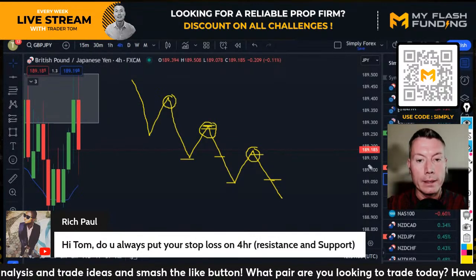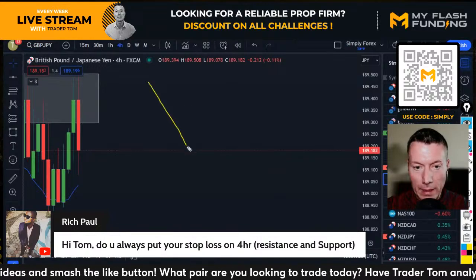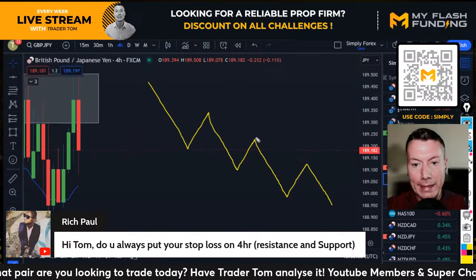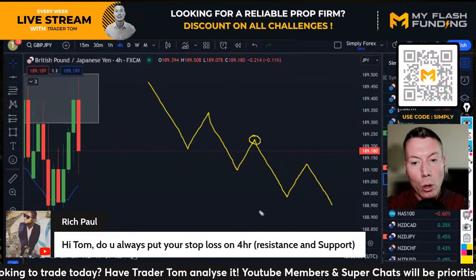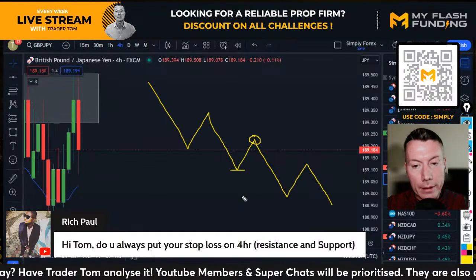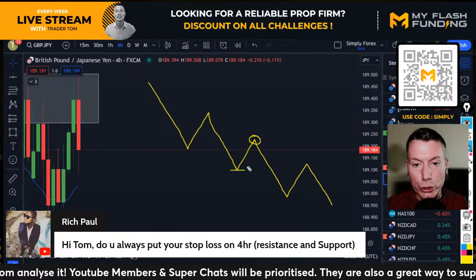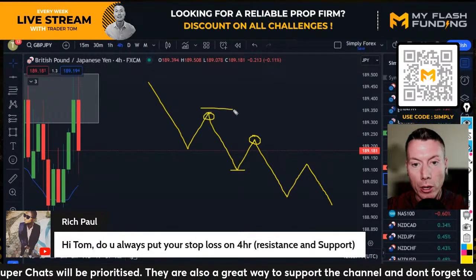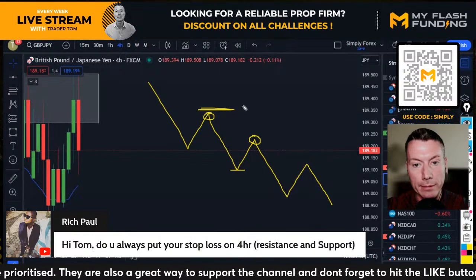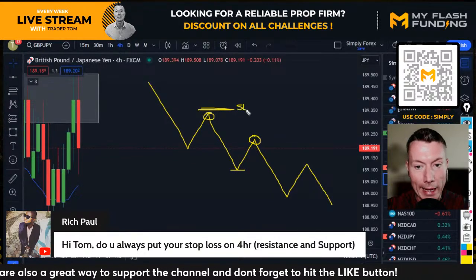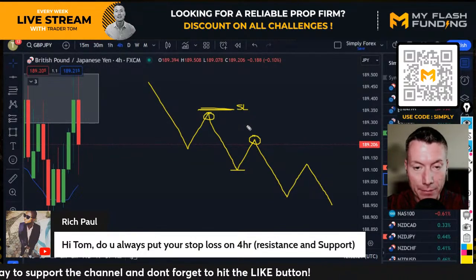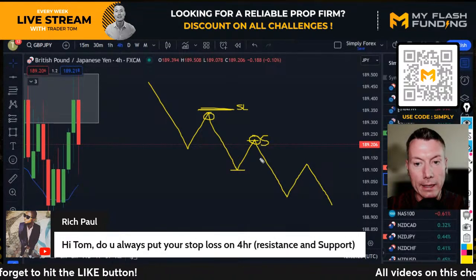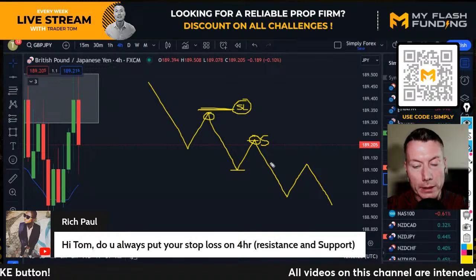Okay. Now, let me draw that again. So if I've entered here and this is my target, really what I want to do is hide my stop loss above this. I want to put my stop loss in here. I actually use a hedge, but it's the same thing. I'm protecting myself. So if I start selling here, this is where I want to put my stop loss.